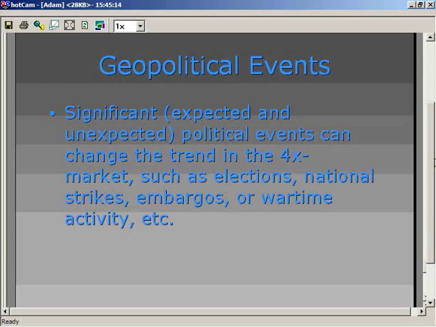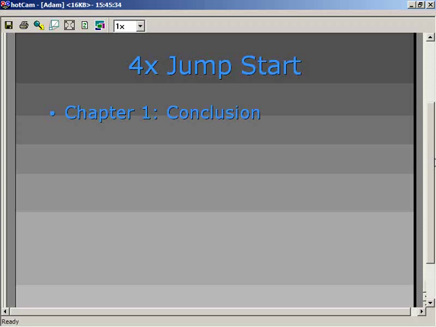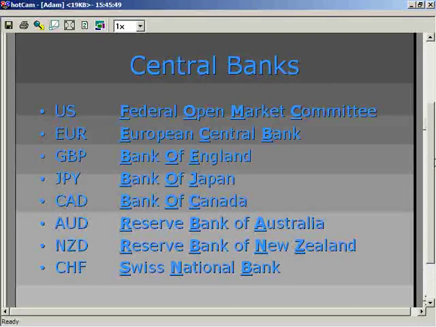So in conclusion, we're not done, I promise you that, but in conclusion of this piece of the presentation, in terms of the fundamental side of the foreign exchange market, the number one driver of the foreign exchange market is higher or lower interest rates. Number two are the commodity markets. And number three, sometimes number one, are these geopolitical events.